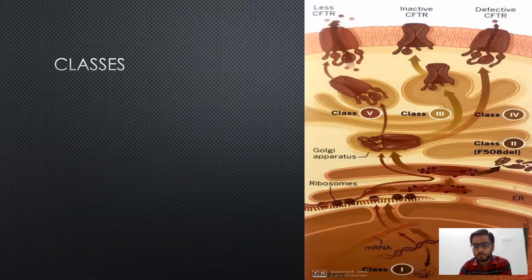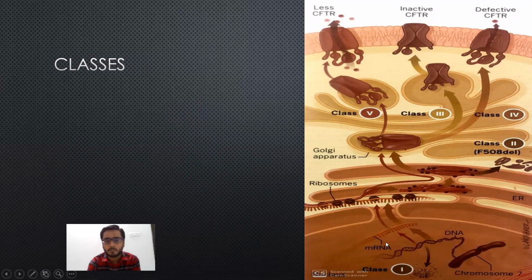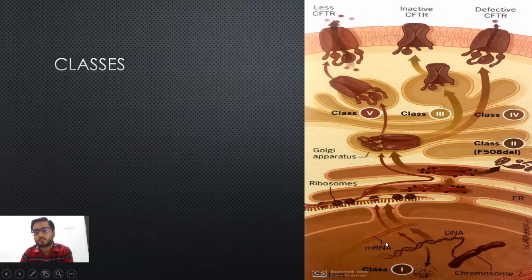Coming to the mutations, I told you that delta F508 is the most common mutation. The CFTR gene is located on chromosome number 7. We have 5 classes of mutations.